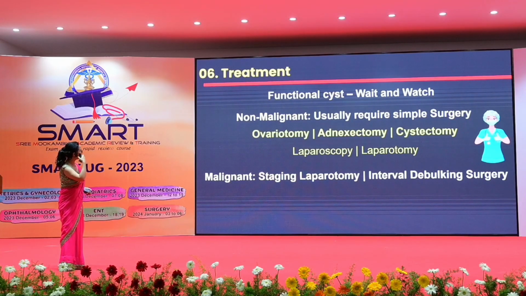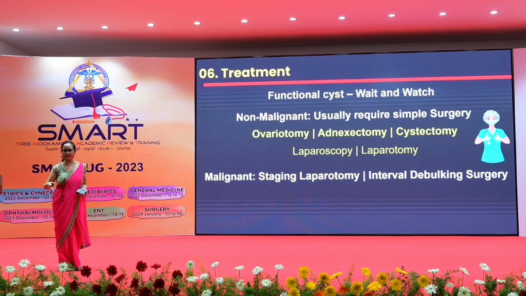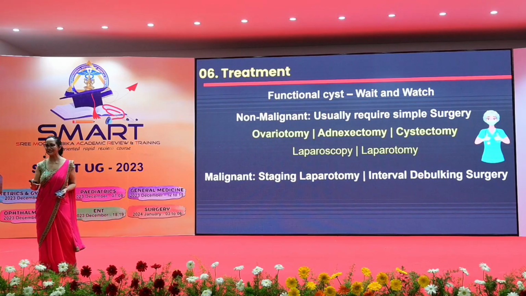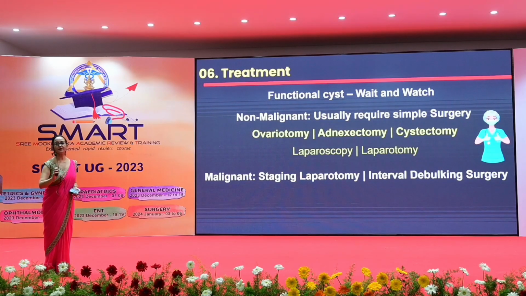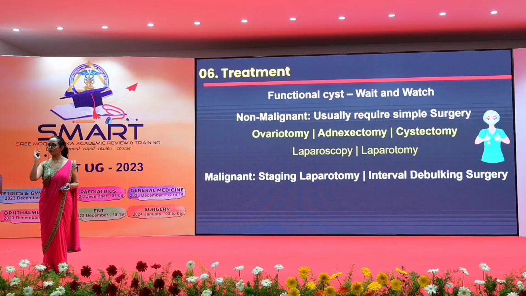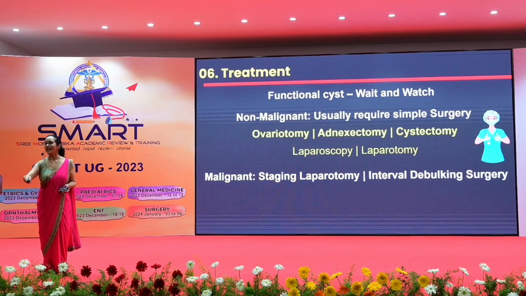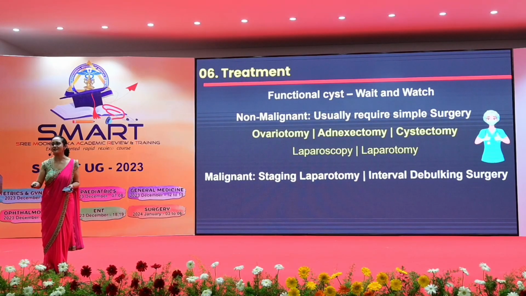And if it is a malignant disease, it requires a bigger surgery. We have to do complete surgery. I'm not going into details, but two terms that you want to read up in your books are staging laparotomy and interval debulking surgery. Both mean that we have to remove so many things, not just the ovary. We have to remove the tube, the uterus, lymph nodes, the involved part of omentum, and the involved part of bladder. It is a big surgery.